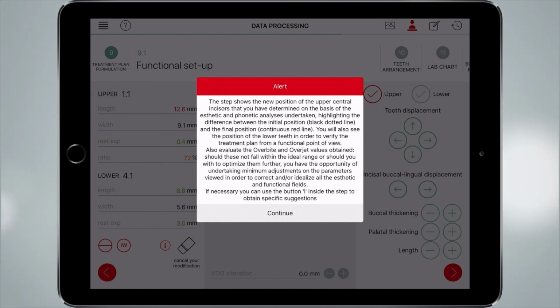Go ahead and we arrive at step 9.1. That's a very important step. Why? Because this step shows you the new position of the upper central incisor that we have determined on the basis of the static, phonetic, and functional analysis. And we can highlight the difference between the initial position with the black dotted line and the final one with the continuous red line. But at this point, you can also modify all the values.